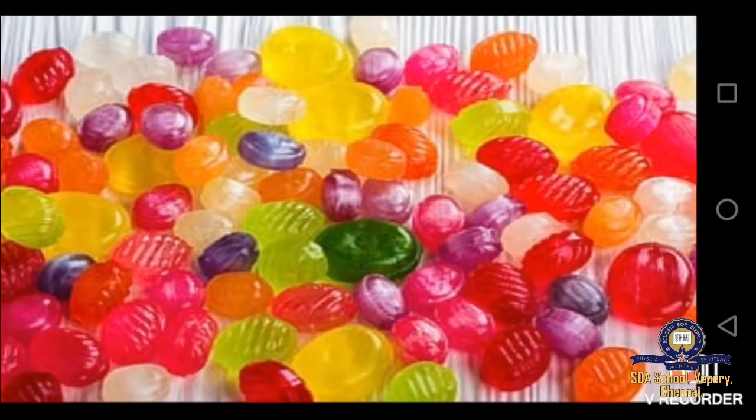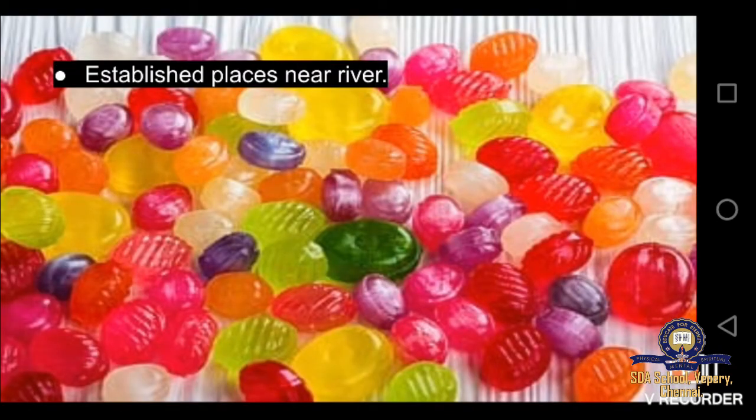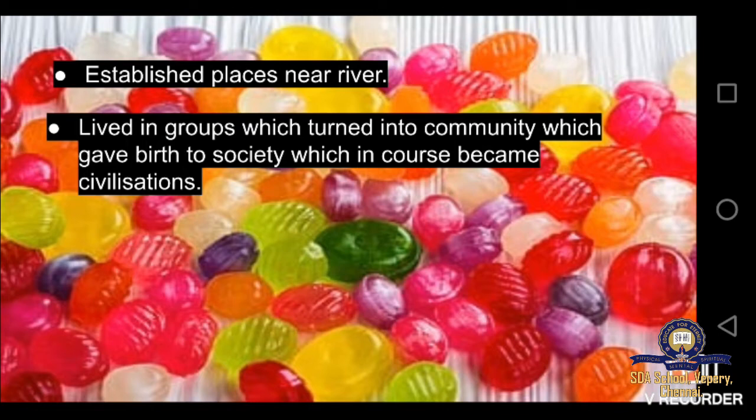So what is it? They are groups that are situated mostly near the river. They live in groups. First, they started to live in groups. Then they formed a community, which in turn turned into a society, and that society is now called a civilization.